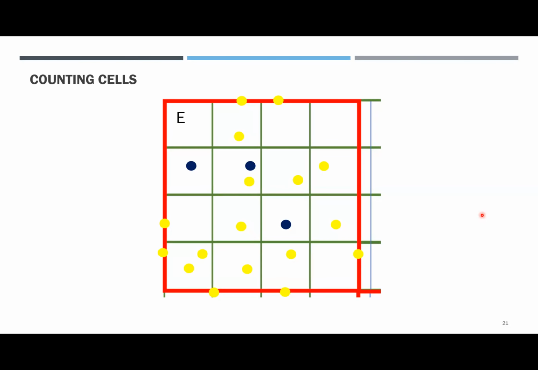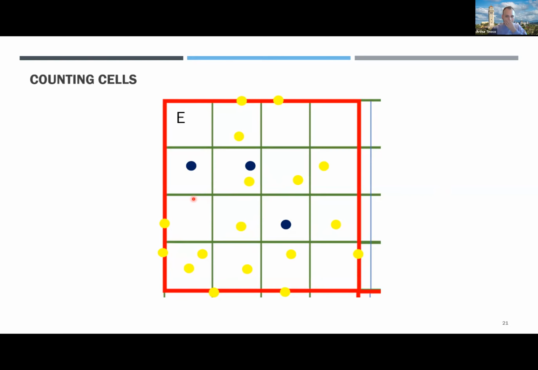I think it's 13. Okay, Justin says 13. Let's see, 1, 2, 3, 4, 5, 6, 7, 8, 9, 10, 11, 12, 13. Okay, so we didn't choose these, none of the blues. All right, not these.